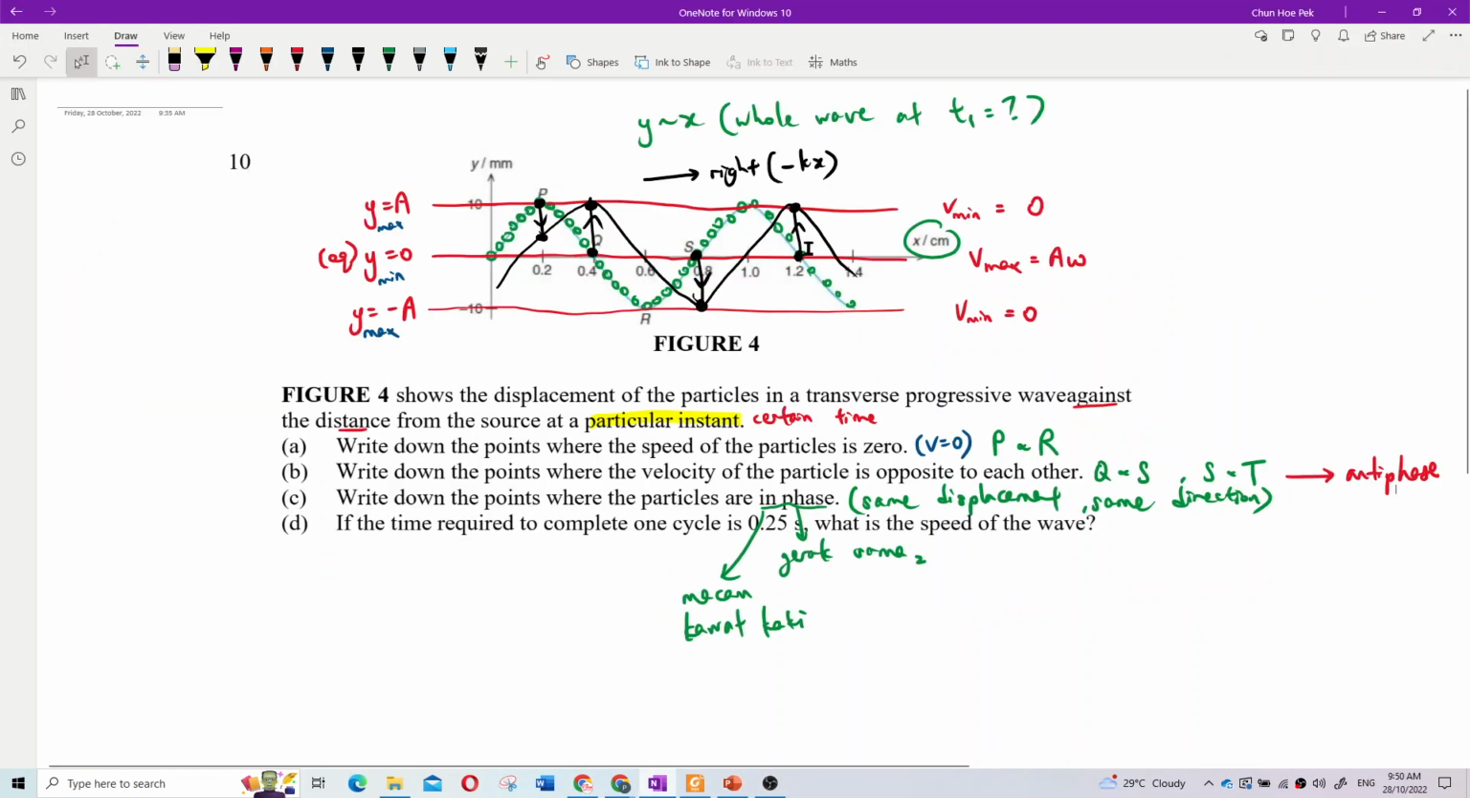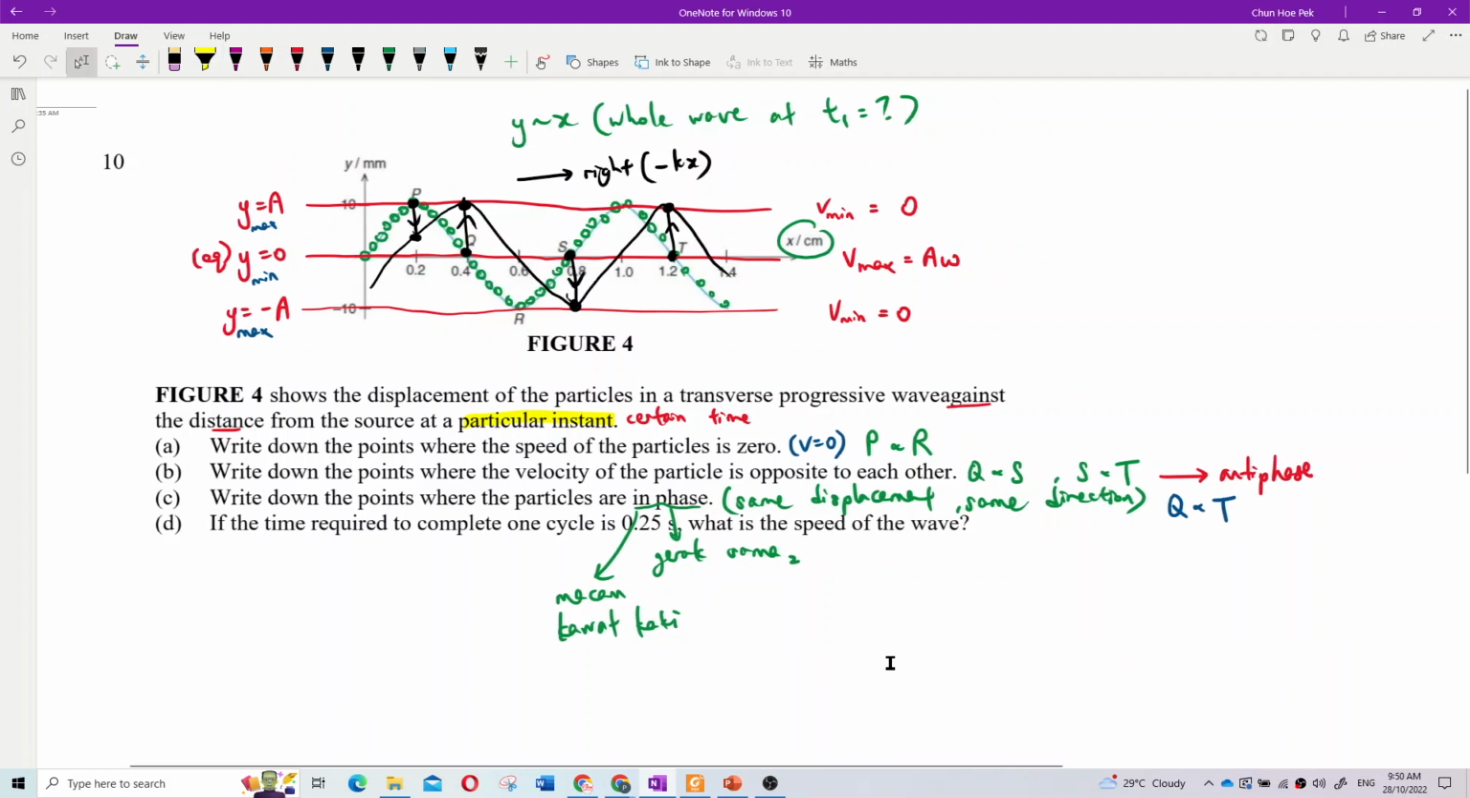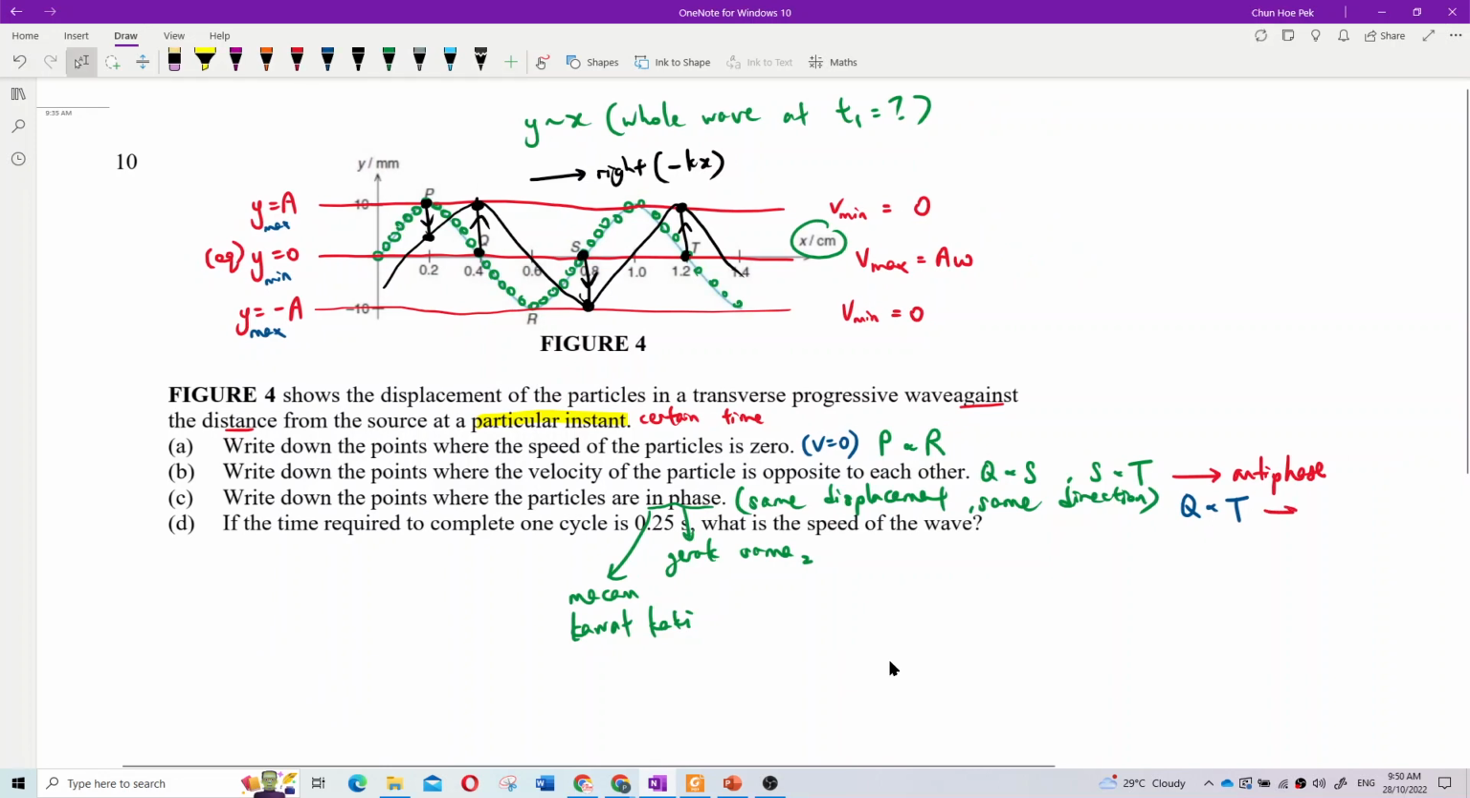So Q and T, they both naik sama-sama, turun sama-sama. Okay? So the answer is Q and T. They are in phase. Tapi kalau Q dengan S, dia anti-phase lah. Kalau ini naik, ini turun. Nanti ini turun, ini pula naik. Macam itulah.